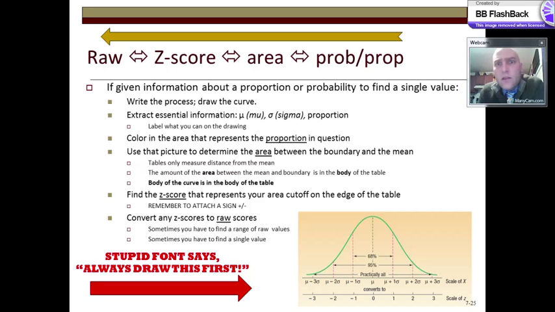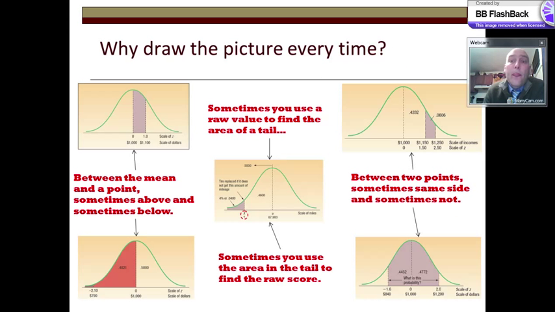Once you have a z-score on there, you can use the z-score formula again. You put the z-score on the left-hand side, fill in mu and sigma on the right, solve for x, boom, you're done. Now you've got the appropriate raw score. Sometimes you have to find one, sometimes you have to find a range of values, whatever the case. This is the process if you're working backwards from a probability or proportion to a raw score. That's why you draw the picture every single time.